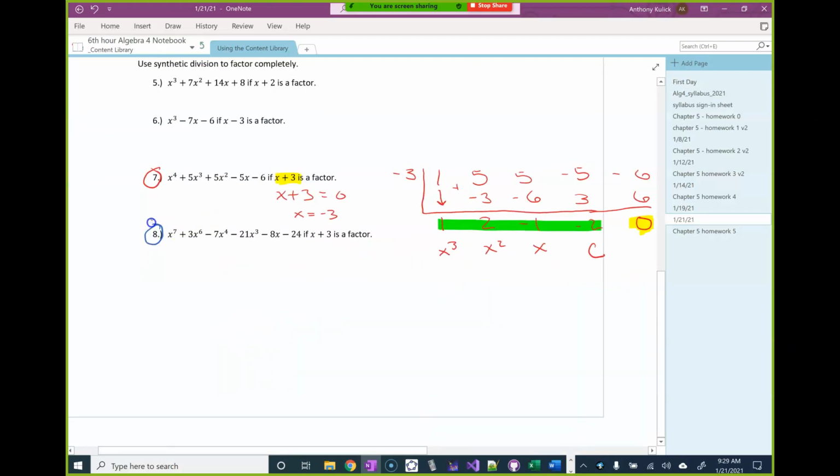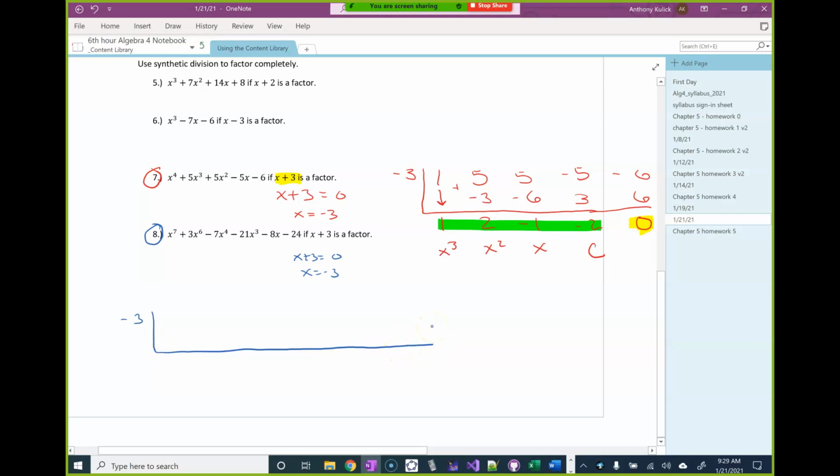So 8's by far the worst one, and it's mostly just the worst one because of the factoring tree piece at the end. But we're going to start it the same way. So I'm going to start by taking the factors to 0 and solving. And then I'm going to set up my synthetic division.